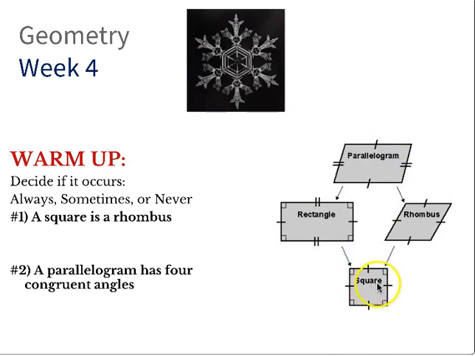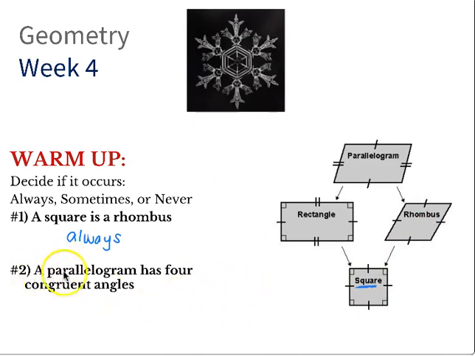Then we get to square. A square has all the characteristics of all these quadrilaterals and then some. So a square is a rhombus. Well, that is true all the time. So that's going to be always. A square has all the characteristics of a rhombus. It has all the characteristics of a parallelogram. And then it has some additional characteristics that make it more specifically a square. So a square is always going to be considered a rhombus because it has all the characteristics of a rhombus.